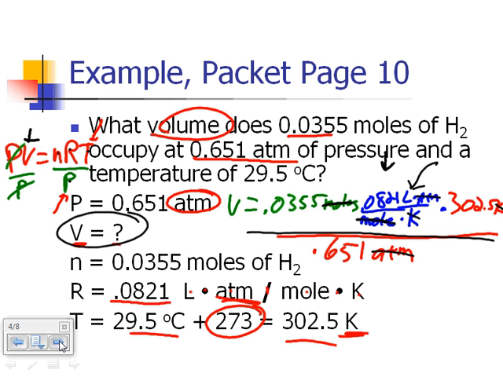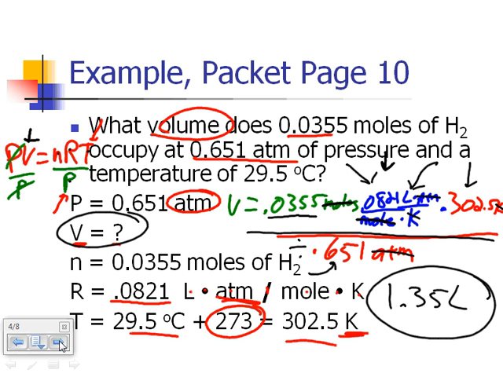So what you will do is multiply and divide: your 0.0355 times 0.0821 times 302.5 divided by your 0.651, and you'll get your answer of 1.35 liters.